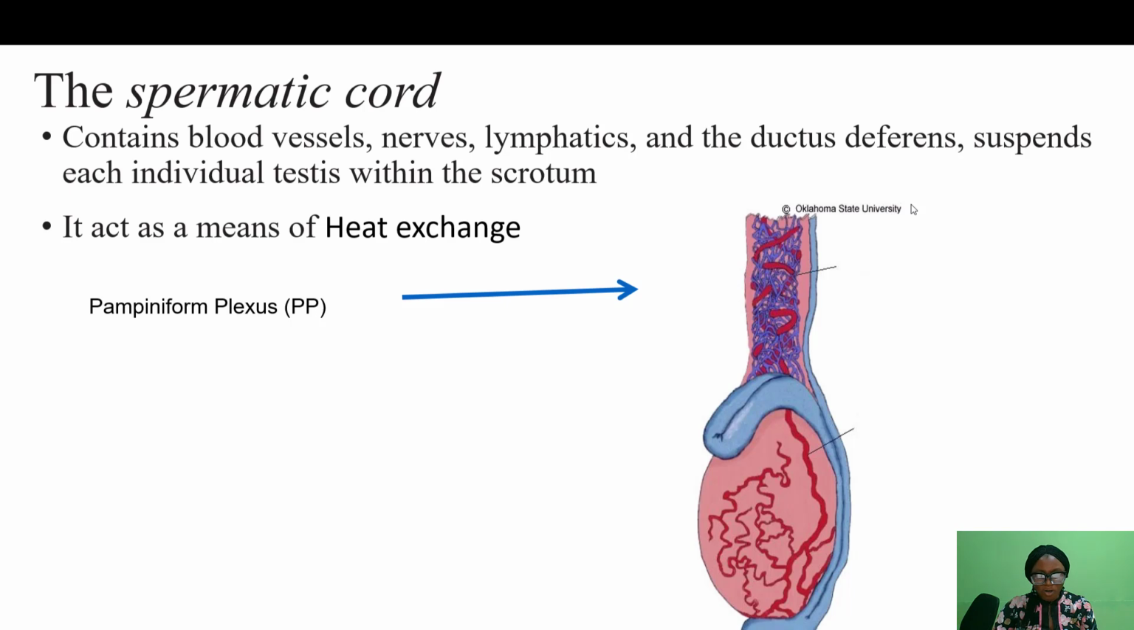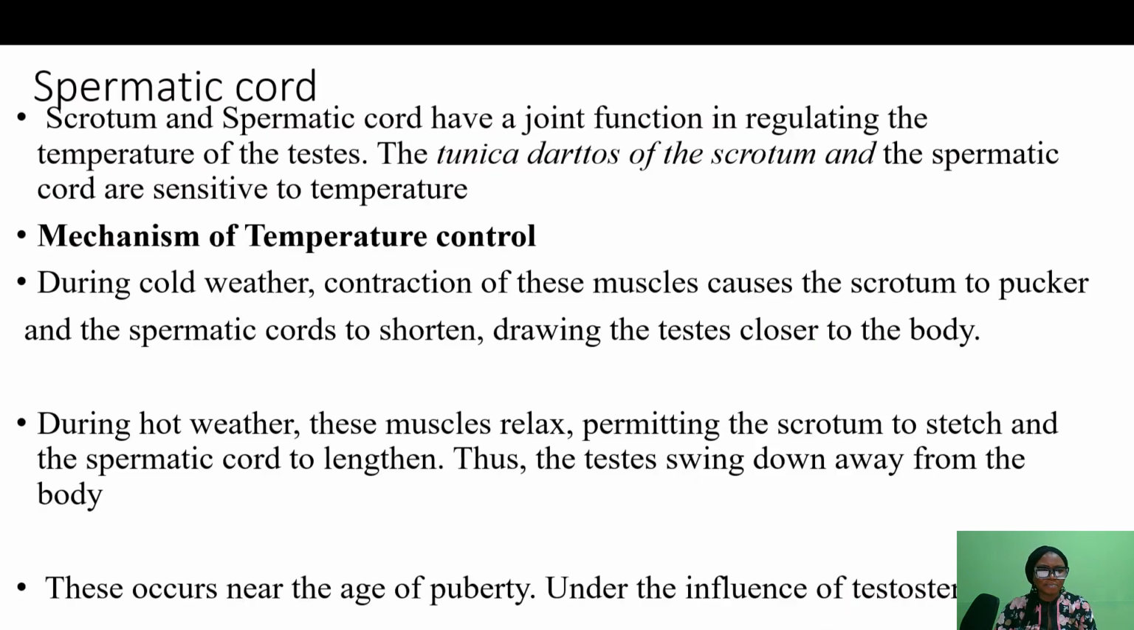Now, the spermatic cord. The spermatic cord is the network of blood vessels, nerves, and lymphatics, which supplies the testes with nutrients and gases. So it also helps in heat exchange of the testes. The spermatic cord as well as the scrotum work synergistically to regulate temperature in the testes. The tunica dartos of the scrotum and that of the spermatic cord are sensitive to temperature change. This enhances their mechanism of maintaining a relatively constant temperature of the testes.